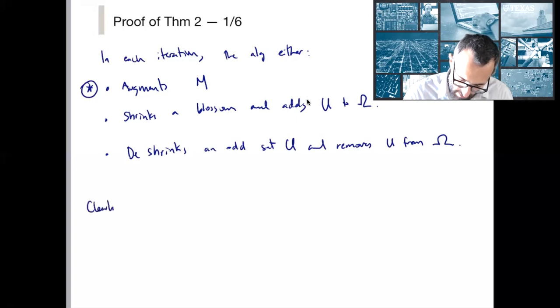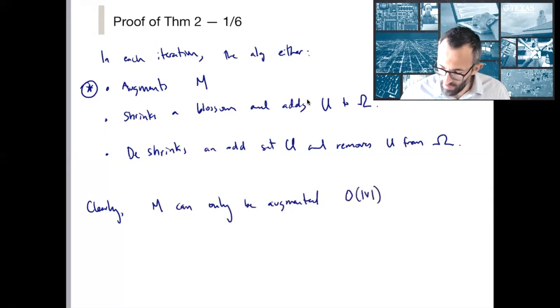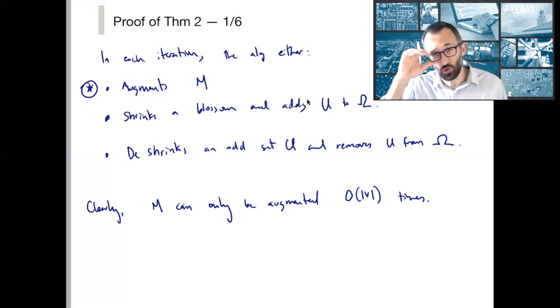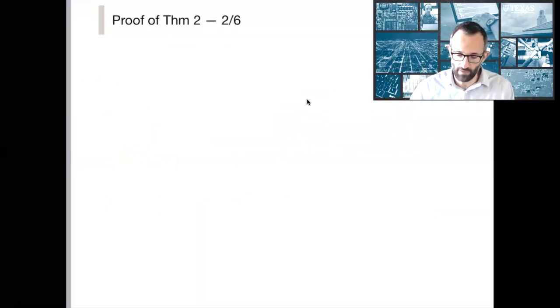The first one is the easiest to deal with. Clearly, M can only be augmented some small number of times, namely order V times. In fact, it's just the cardinality of V divided by 2 when we start from an empty matching. And as we're going to see, this is going to be the key. But now we've controlled the first one. So now we need to look at the second and third possibilities. The linchpin of this proof is showing that we can't shrink and then deshrink before we augment M. So let me write that precisely.